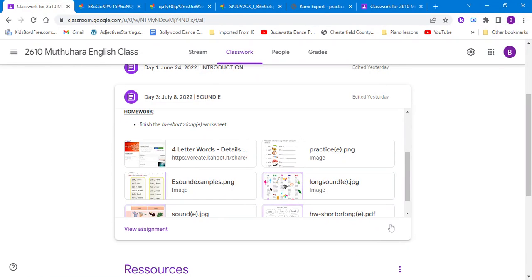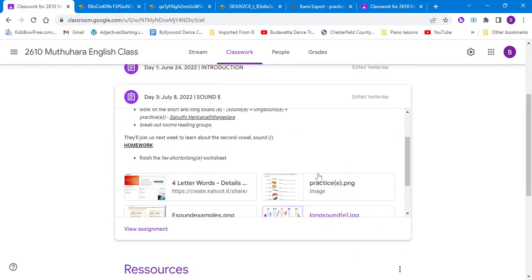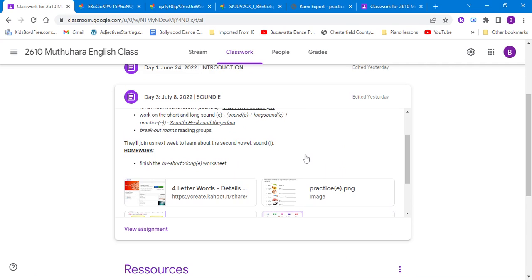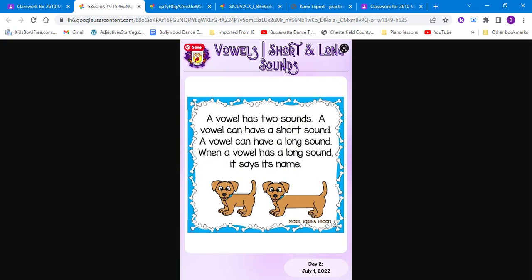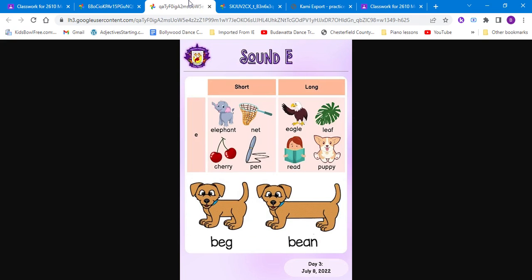Hello, today I'm going to teach you our second lesson for the class, for the sound E. First we're going to review our vowels for the short and long sounds. We learned that a vowel has two sounds. A vowel can have a short sound and a vowel can have a long sound. When a vowel has a long sound, it says its name. Today we're going to be learning about the long and short sounds for E.